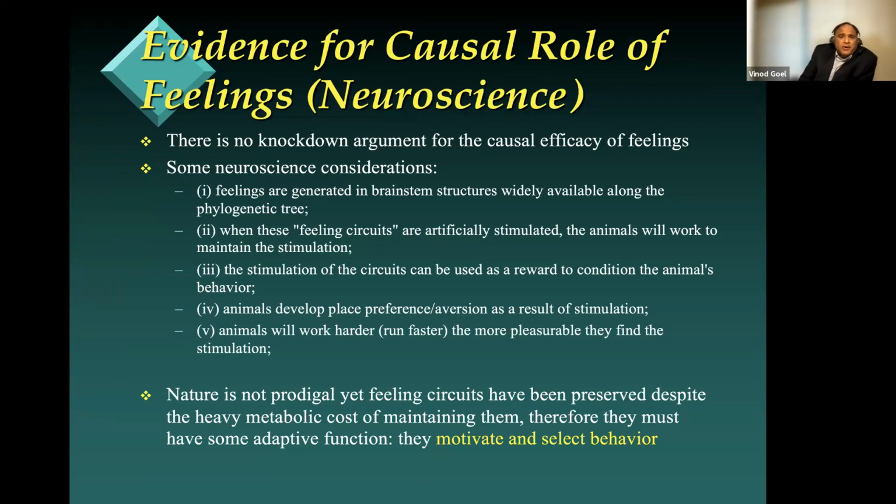First of all, feelings are generated, as I've already said, in brainstem structures widely available along the phylogenetic tree. When these feeling circuits are artificially stimulated, the animals will work to maintain the stimulation. The stimulation of the circuits can be used as reward to condition the animal's behavior. Animals develop place preference or aversion as a result of the stimulation, and animals will work harder, run faster, the more pleasurable they find the stimulation. And again, nature is not prodigal, yet feeling circuits have been preserved despite the heavy metabolic cost of maintaining them. Therefore, they must have some adaptive function. And the function I'm suggesting is motivating and selecting behavior.